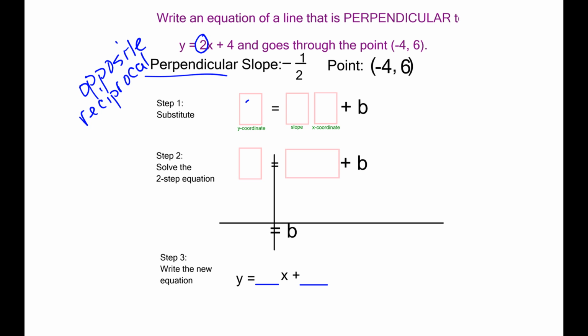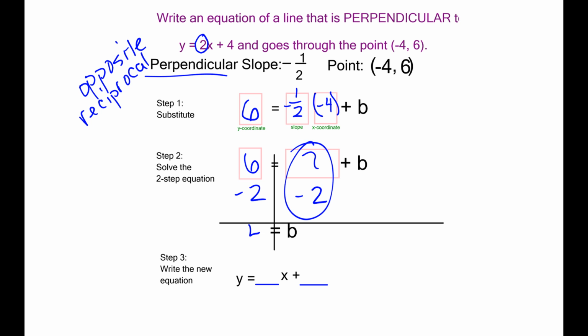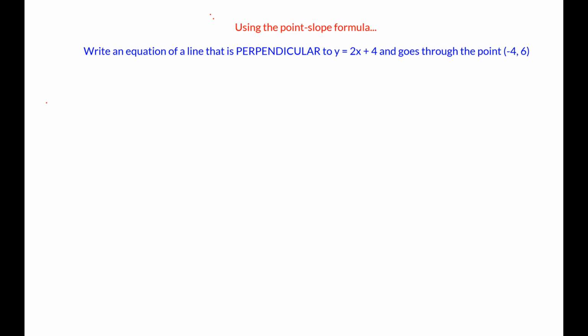Now I'm just going to plug it in. 6 is my y coordinate, negative 1/2 is my perpendicular slope, and negative 4 is my x coordinate. Then I'm going through the steps that we learned previously. Negative 1/2 times negative 4 is a positive 2. Subtract 2 to zero that out, and I get a y-intercept of 4. So my perpendicular slope was negative 1/2, and my y-intercept was 4. So y equals negative 1/2x plus 4.